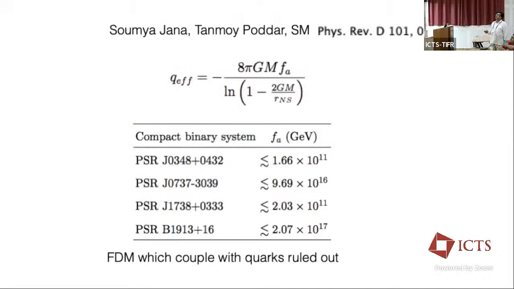So this is what we probed. This effective charge has some corrections because of GR, which we provided. And then we said that the f here, the charge in the neutron star, this should have been 10 to the 17.